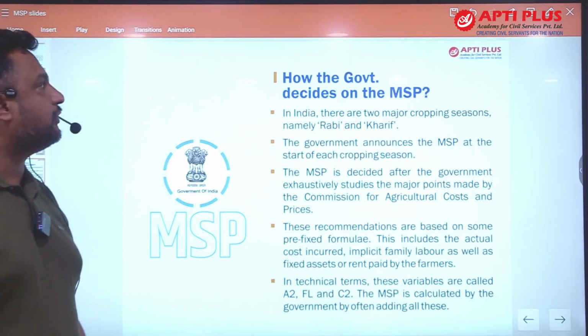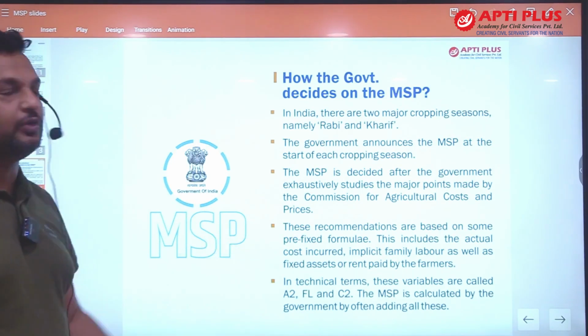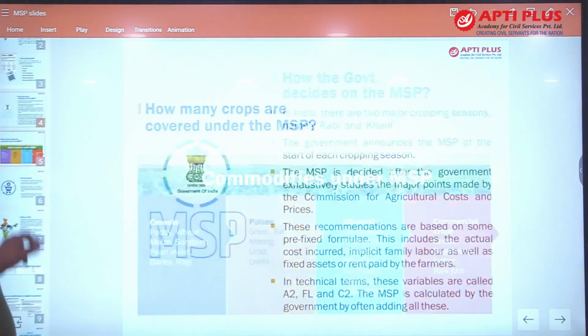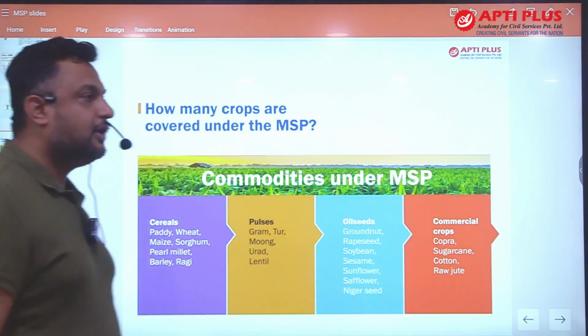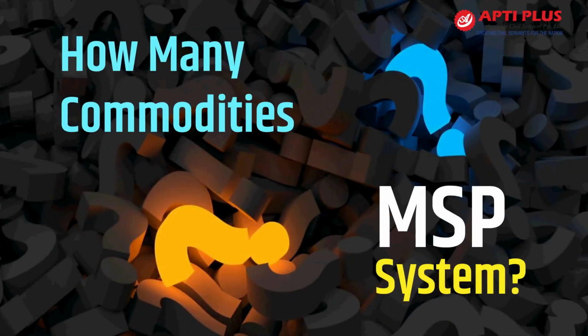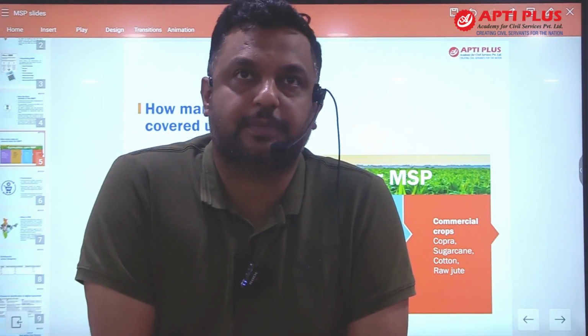So this is how the government decides on the MSP. That's what I told you, that they calculate with the help of formulas like what? CACP will take into consideration A2, A2 plus FL and C2. Now, sir, how many commodities come under the MSP system today? As of now, 22 commodities come under the MSP system.